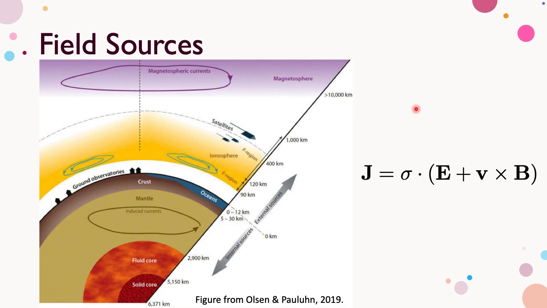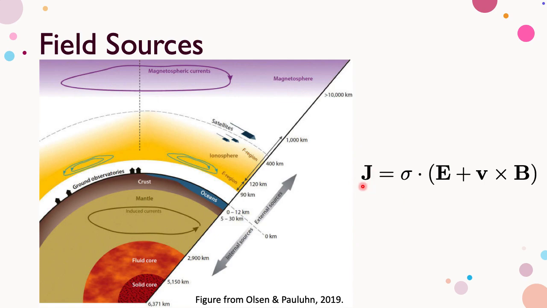So just to introduce all the different sources, which I'll very quickly go through: we've got the fluid core here, we've got the mantle as well, we've got the crust, the ocean, and then the ionosphere, which is just the bit here, and then the magnetosphere. You can see in each of these sections there are these circles. This is supposed to represent currents. And in fact, I've got this lovely equation here. You might recognise it.